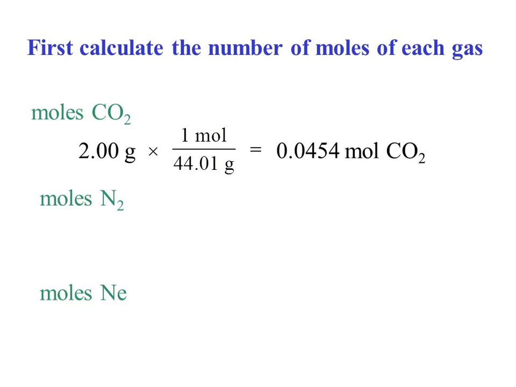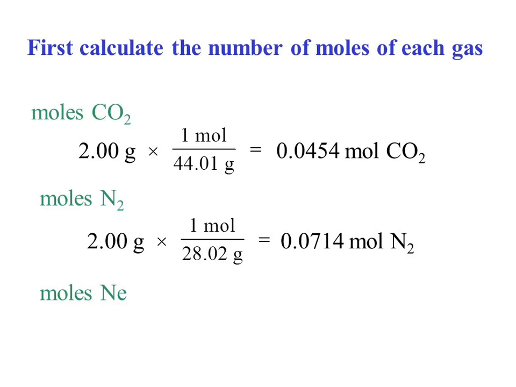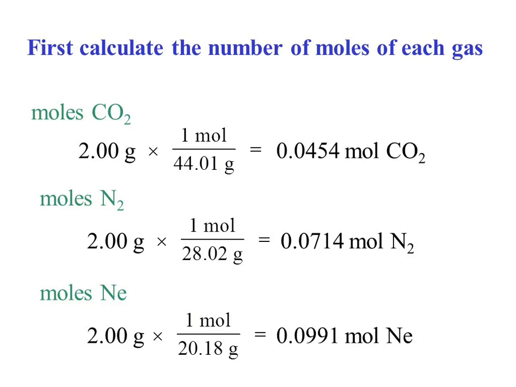Three sig figs. Nitrogen, 2.00 grams, periodic table, one nitrogen is 15.01, so the molar mass of N2 is 28.02. Three sig figs, that's the moles of nitrogen. And last but not least, unless you have the average atomic weight or the molar mass for neon memorized, you need a periodic table for that. You can convert that 2 grams of neon into moles of neon.